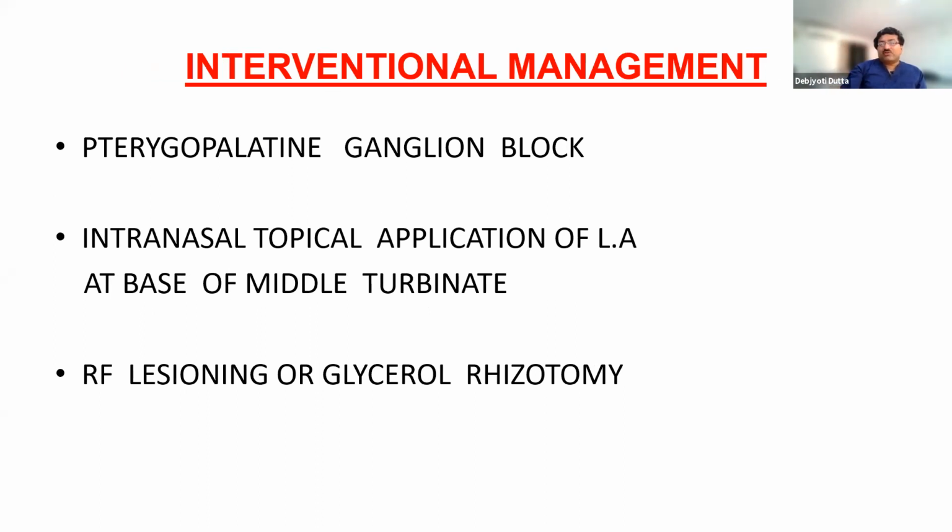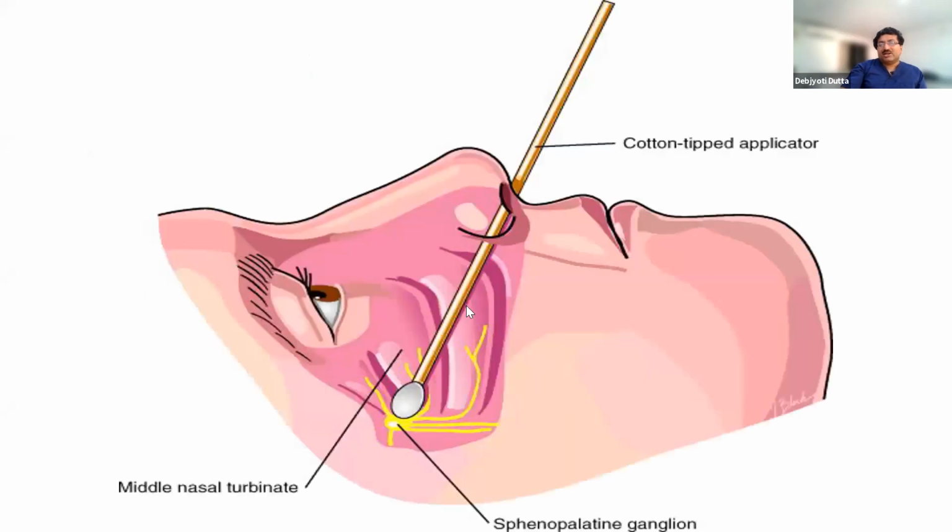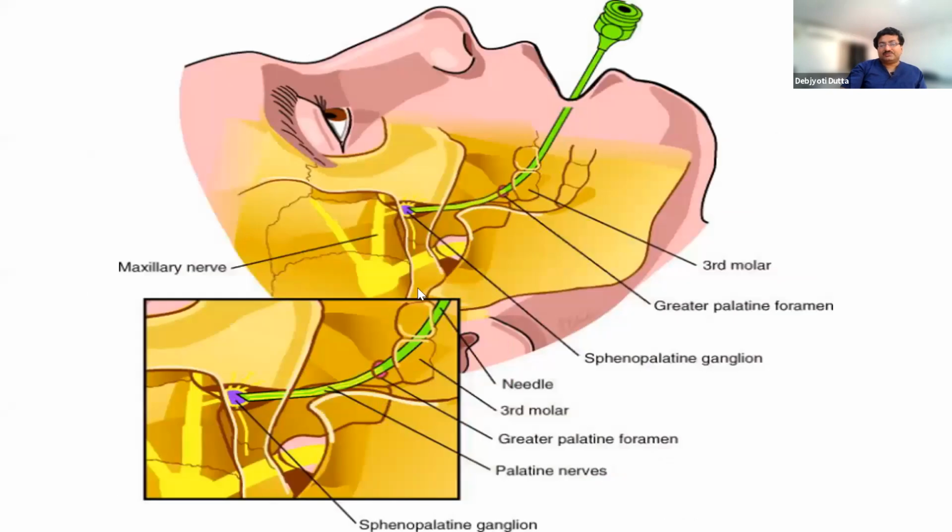speech beat block from the lateral approach. Okay, and here we need to block it with the radiofrequency lesioning or the glycerol rhizotomy. So here we can block this sphenopalatine ganglia for the treatment. Okay, so this was the cotton applicator.